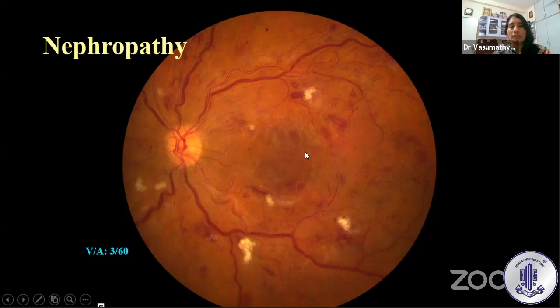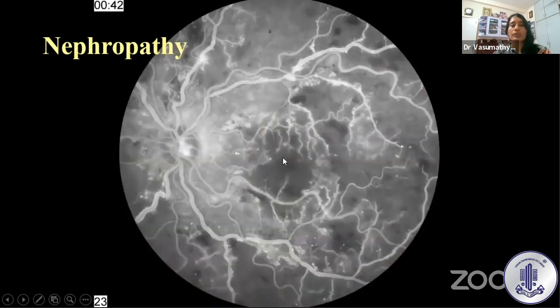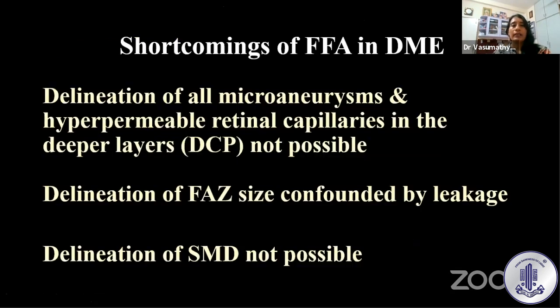For instance, this patient has 3/60 vision, but you can see that there's not much macular edema except perhaps a waxy pallor here, and not a very brisk foveal reflex. But when we do the fluorescein angiography, it reveals a widespread macular ischemia. This patient had diabetic nephropathy as well. In fact, macular ischemia has been said to be a marker of diabetic nephropathy, and fundus fluorescein angiography can beautifully pick up this condition.